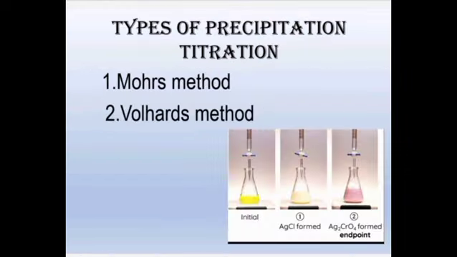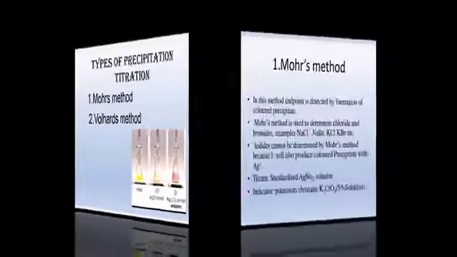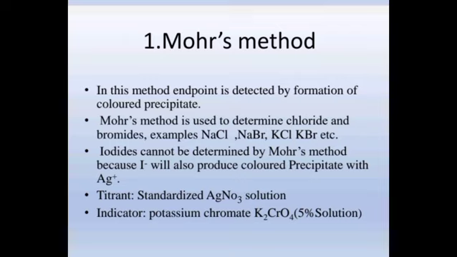And now, the types of precipitation titration. There are two types of precipitation titration: first, Mohr's method, and second, Volhard's method. I will go to the first method, that is Mohr's method. In this method, the endpoint is detected by the formation of a colored precipitate, and Mohr's method is used to determine chloride and bromide, for example NaCl, NaBr, KCl, KBr, etc.